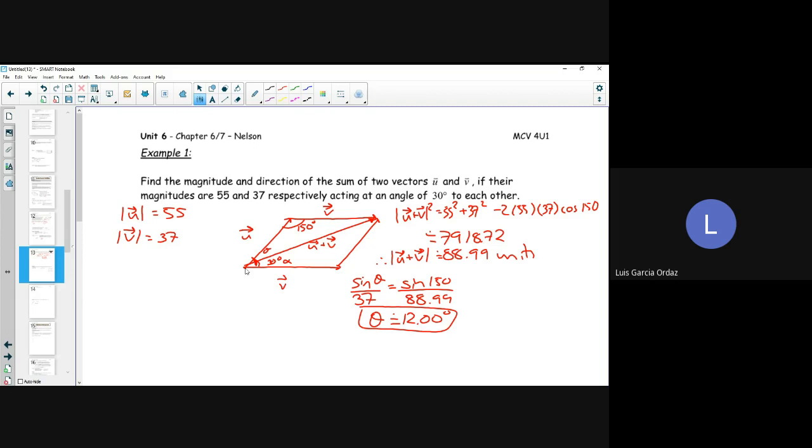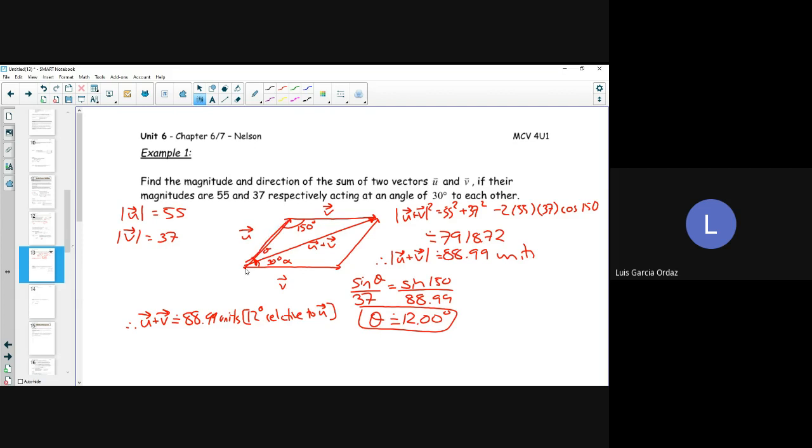So my therefore statement is: therefore the magnitude of u plus v is equal to approximately 88.99 units, 12 degrees relative to vector u. The reason why it's relative to vector u is because we found theta, which is the angle that is corresponding to vector u going this way.